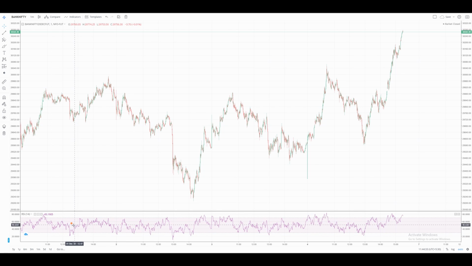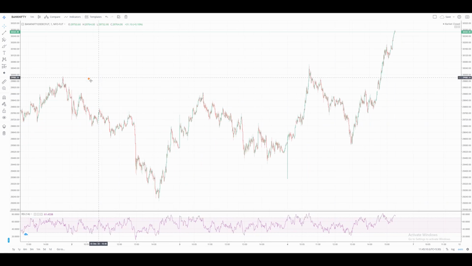As you can see here, the price mostly oscillates between the 70 and 30 region, right? Whenever there is a strong down movement, it is actually breaking the 30 region. But otherwise, just observe, about 85% of the time, RSI oscillates between the 70 and 30 region, 85 to 90%. There are small areas where it has crossed. We will talk about that also.